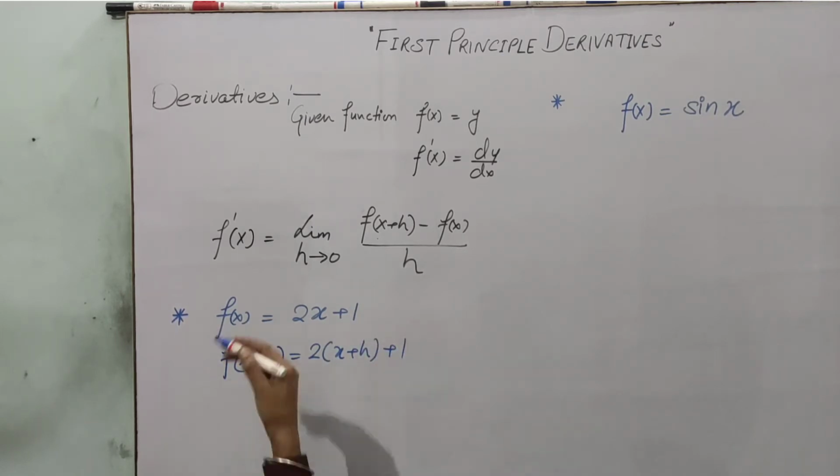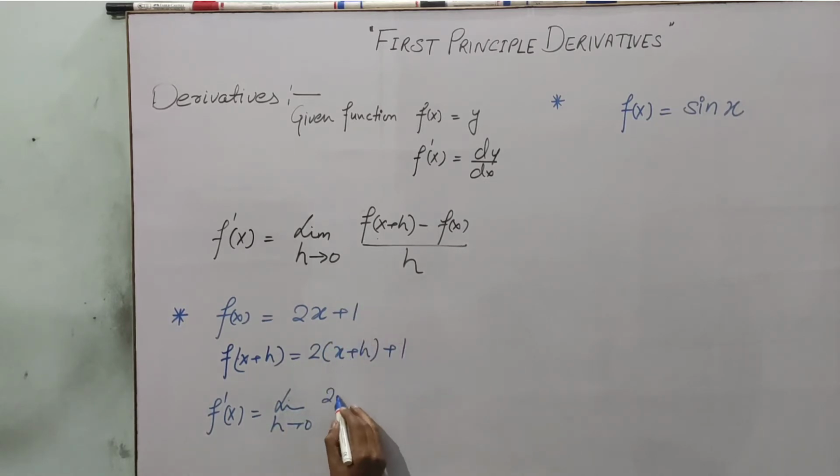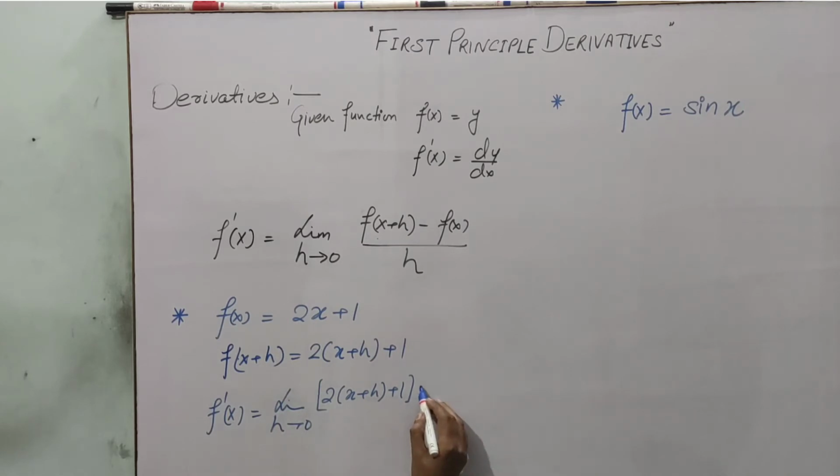Now we are going to put this into the formula. So the first principle derivative will be limit of h tends to 0, f(x + h) means 2(x + h) + 1. I have told you already, wherever x is written we have to write x + h, minus (2x + 1), whole upon h.